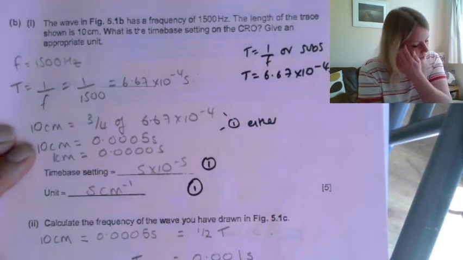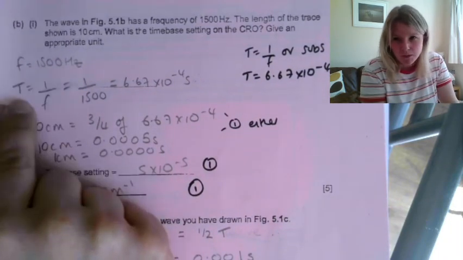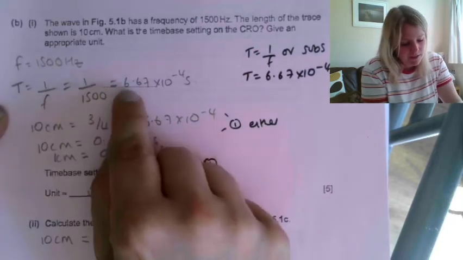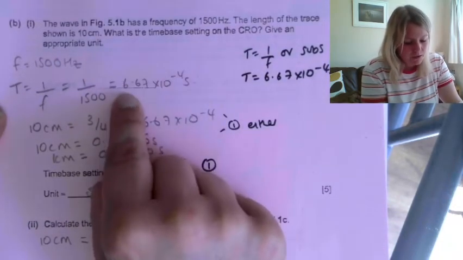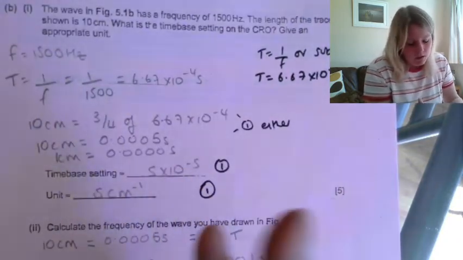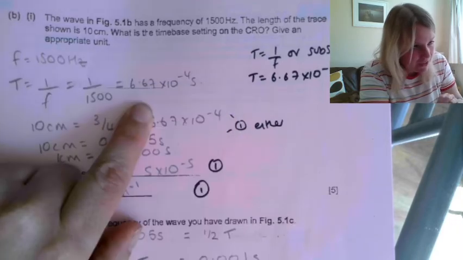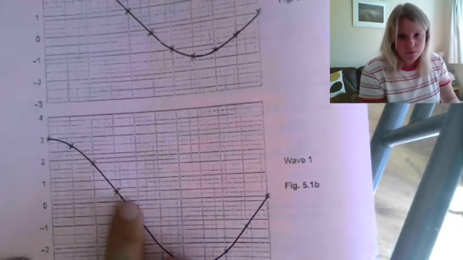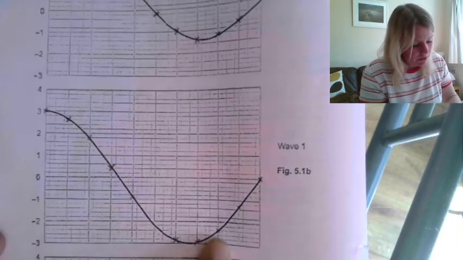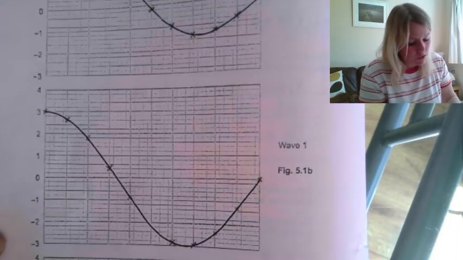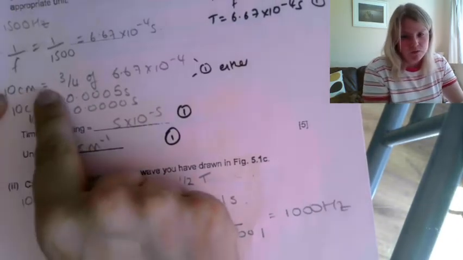So the first thing that I figured out was from the frequency, I can figure out the time period of the wave, T equals 1 over f. That gets you that. So that means that this is how much time has gone by for this. Now, 10 centimeters is equal to this much of a wave, and this is 3/4 of a wave. It's not a full wave. So that's what I've done here.